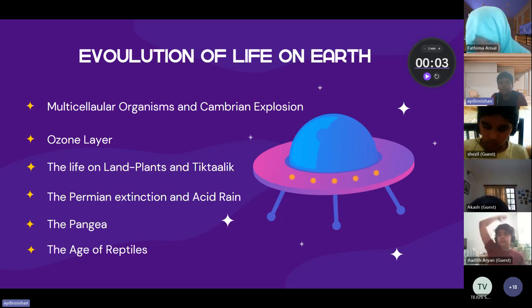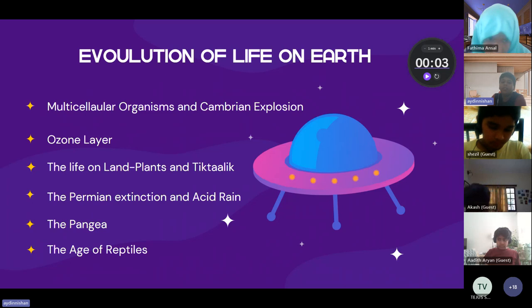Around the planet, the ozone layer gets thicker and stops more radiation from reaching the Earth's surface. Without this layer, life on land simply wouldn't exist.